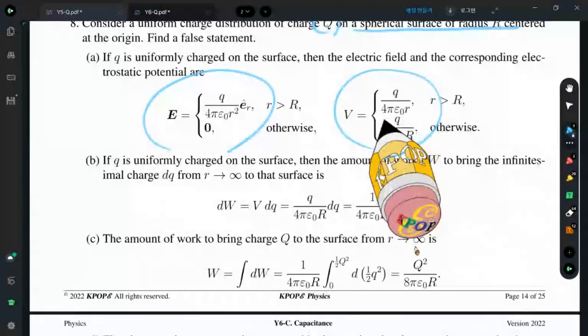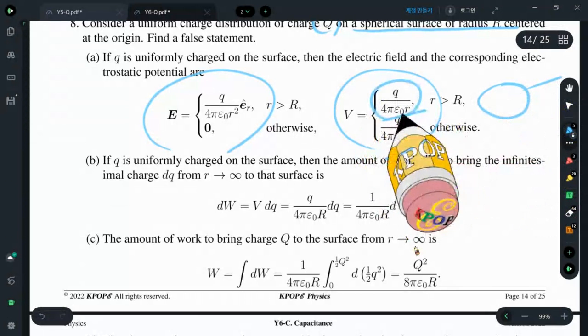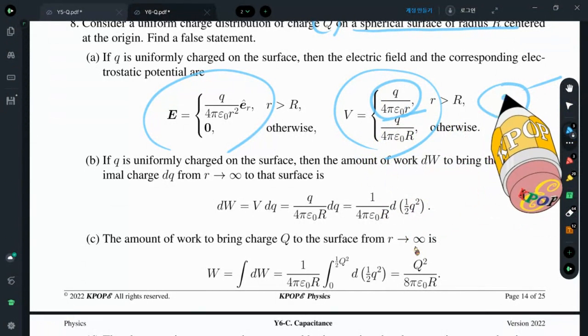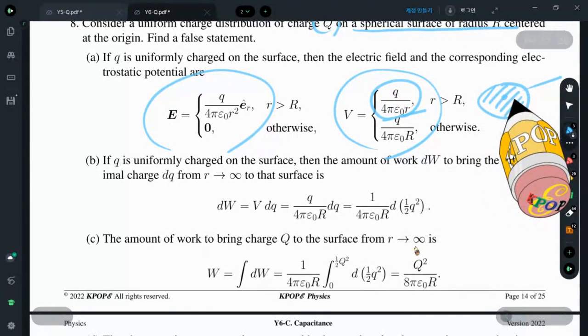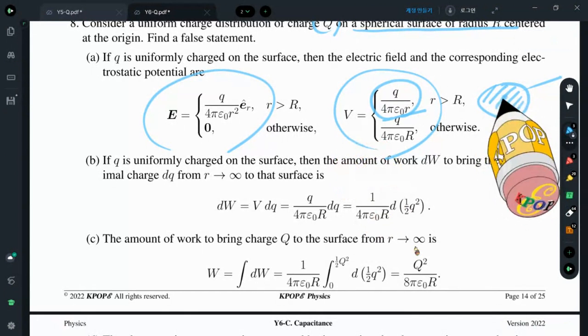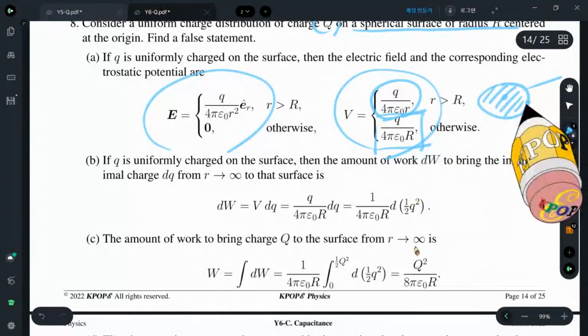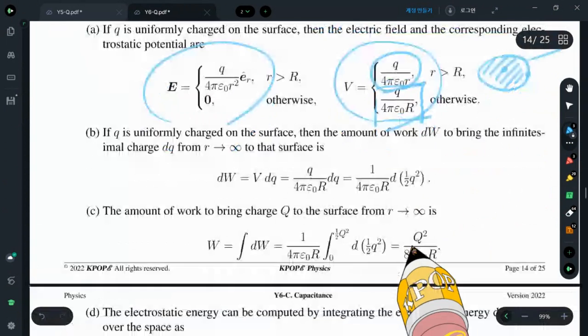The potential outside the shell is the same as that of a point charge Q placed at the origin. Inside, the electric field vanishes. Therefore, the potential inside is the same as the value at the boundary. So we substitute capital R with small r.